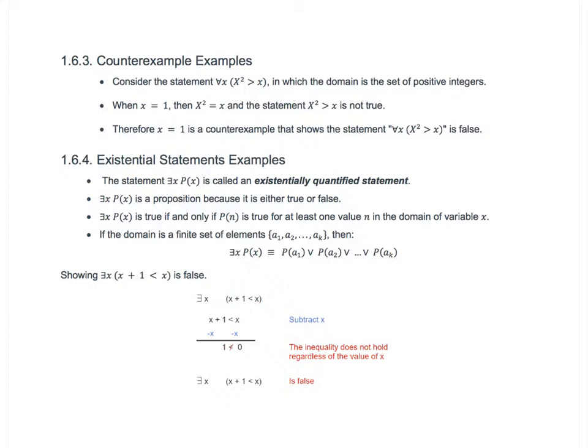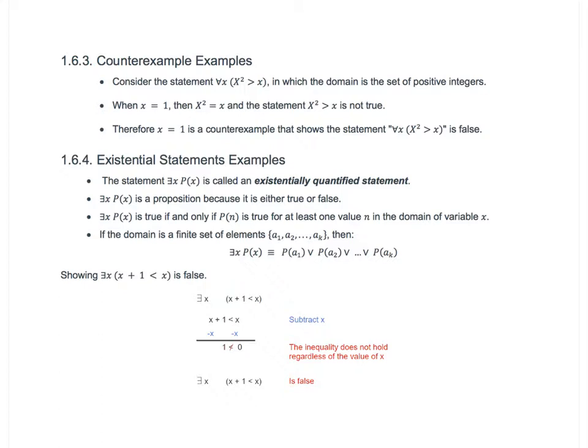So this statement, there exists an x, P of x, is a proposition because it's either true or false, and it is true if and only if P is true for at least one value in the domain of variable x. So it means that if you find a value in the domain of variable x that makes P of x true, then the existentially quantified statement is true. Otherwise, it is false.